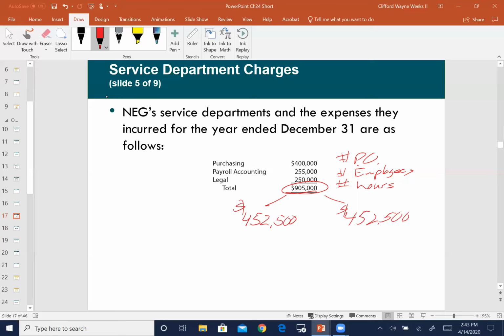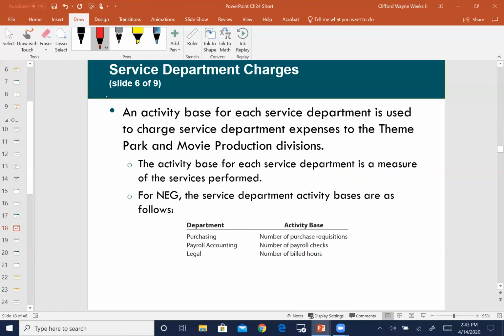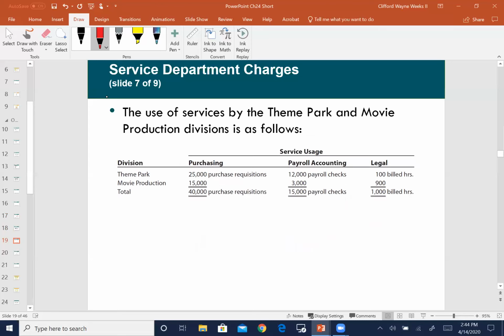Because in some cases we're going to overcost one division and undercost an additional division. We get into this a lot more in Accounting 214, so we'll just hang on to that until then. As I said, we're looking for cost drivers: number of purchase requisitions or purchase orders, number of payroll checks, which would represent the number of employees, and the number of billable hours.